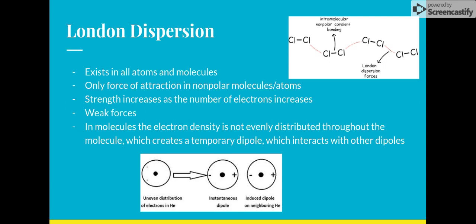Its definition is that in molecules, the electron density is not evenly distributed throughout the molecule, which creates a temporary dipole which interacts with other dipoles. In the picture at the bottom, it shows the uneven distribution, where the positive and negative dipoles attract each other.